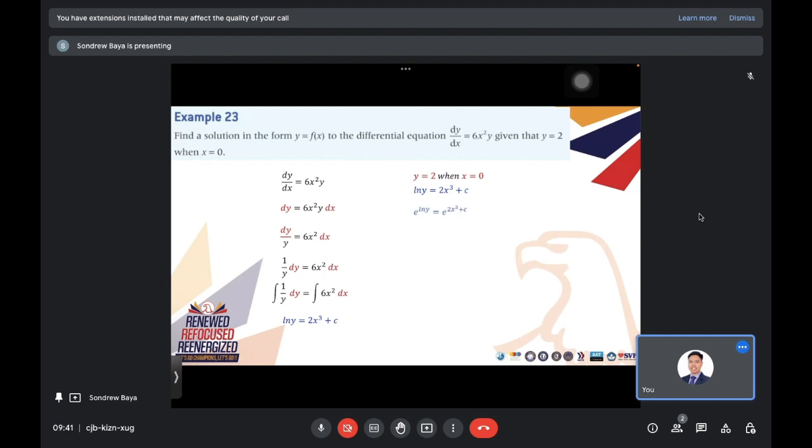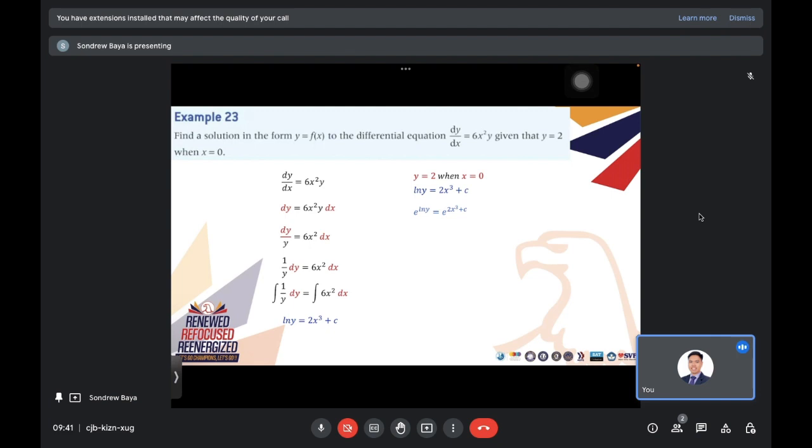Now remember that to solve a natural logarithm, we just have to raise it to the power of e, basically because your natural logarithm has the base e. There is a certain property of natural logarithm that if you raise e to the function ln y, this will just be equal to y itself. So review that property of logarithm.